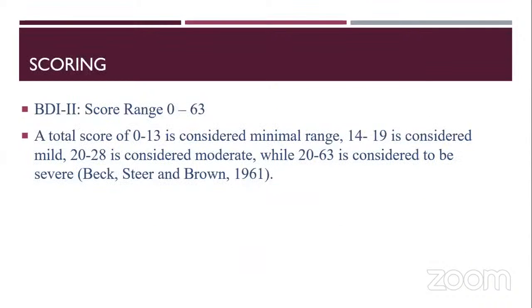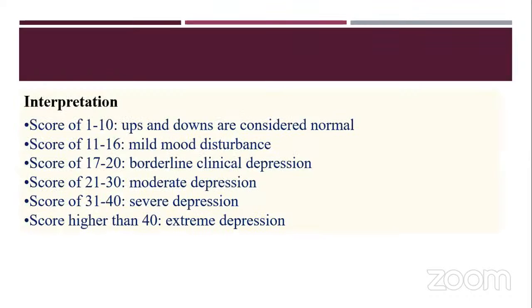And the score range is from 0 to 63. That means a total score of 0 to 13 is considered minimal range, 14 to 19 is considered mild, 20 to 28 is considered moderate depression, while 29 to 63 is considered to be severe. So this is how the scoring pattern comes, and this is the interpretation of the BDI. And you can see a score higher than 40 is extreme depression.